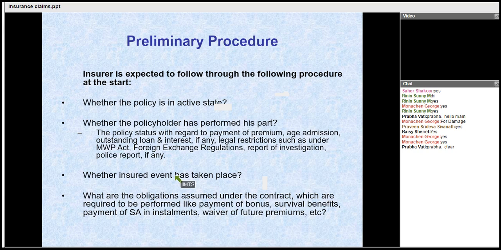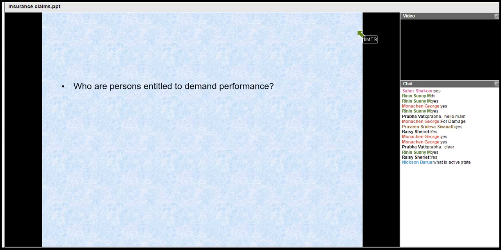So if I have taken insurance for my car and an accident occurs all of a sudden, then the company will pay me the money mentioned in the contract. What are the contract obligations assumed under the contract which are required to be performed, like payments of bonus, survival benefits, and other things? And we pay the premium every year, right? So what is a claim?